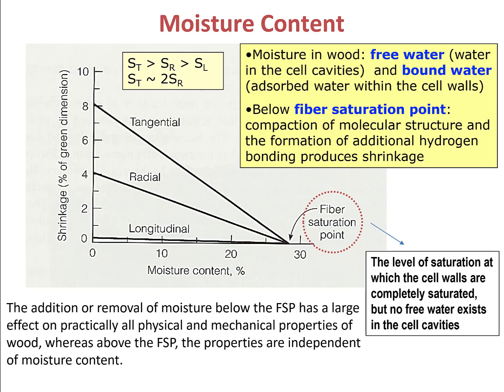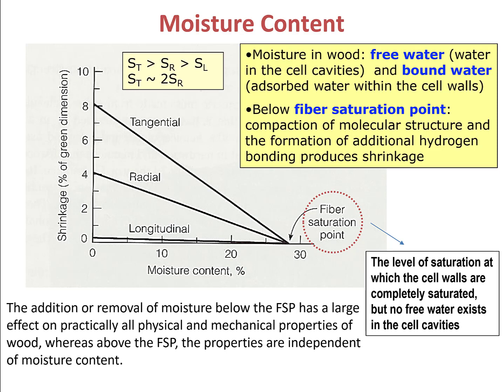FSP varies from species to species, and it's different even within one species, but it's typically in the range from 21% to 32%. In engineering calculations, if you don't know the value of FSP or it's not provided to you, we commonly assume FSP is equal to 30%.